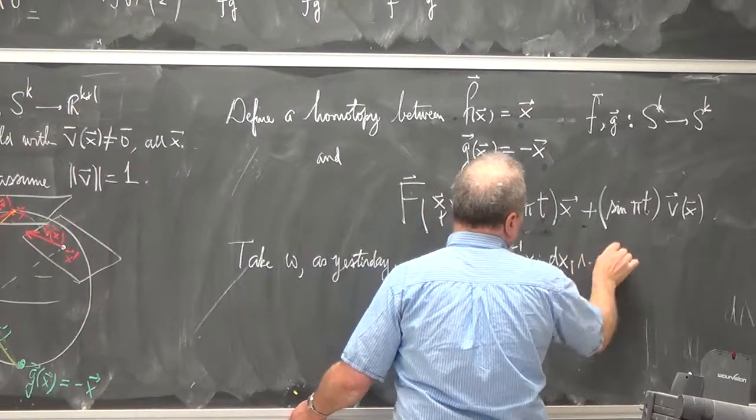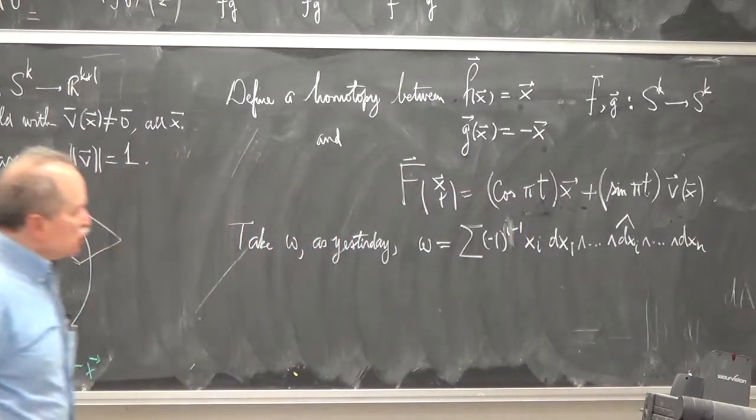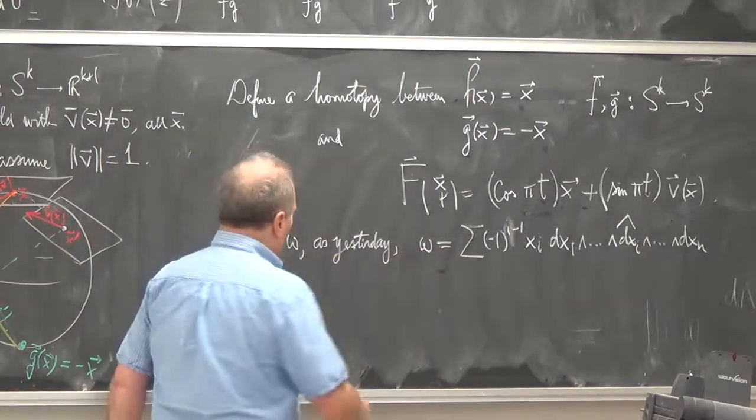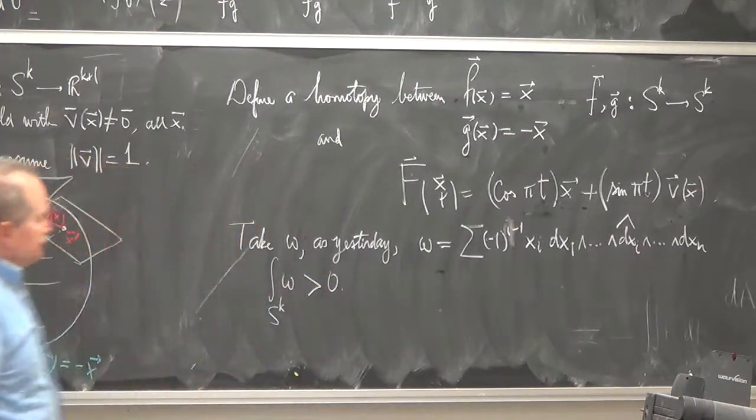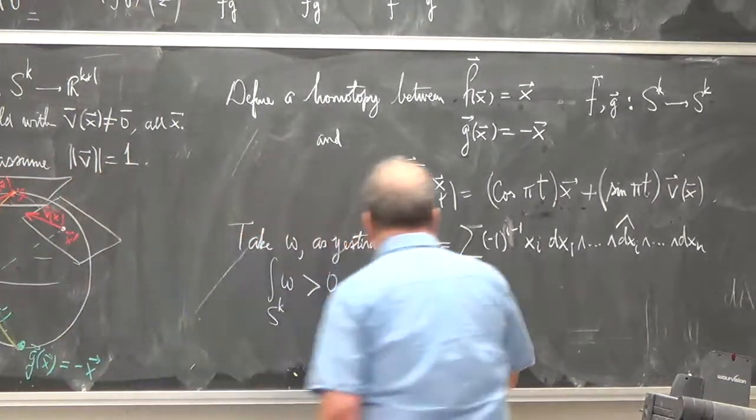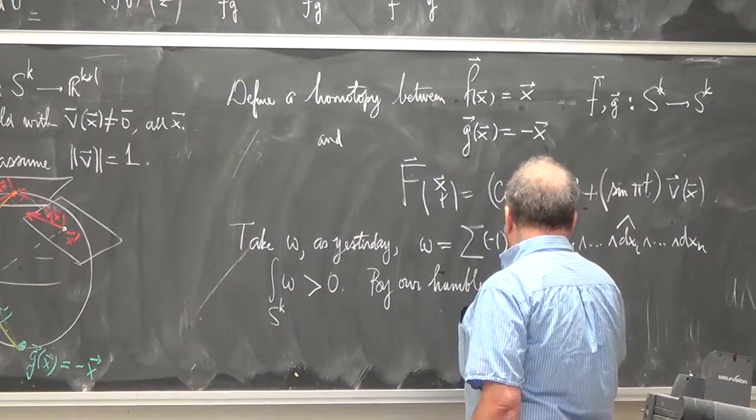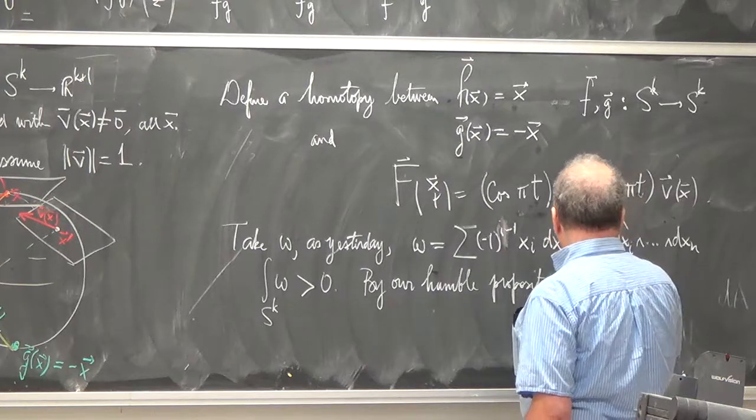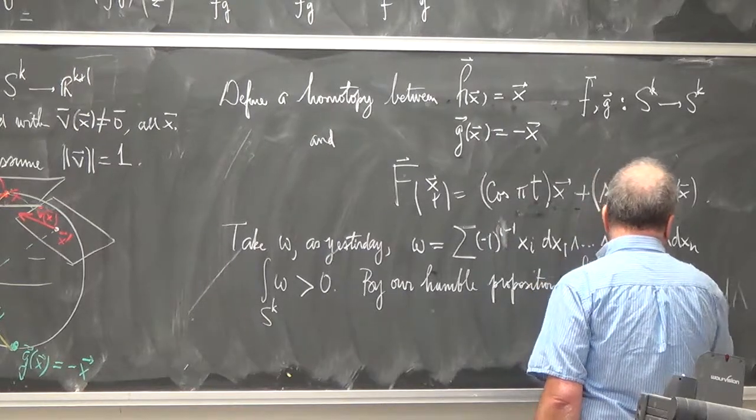It looked like this. It was built analogously to our famous area 2-form in R3. What did we say about this form? Well, we said that the integral of omega was some positive number if you integrate over the k-sphere. Okie dokie. By our humble proposition, f and g are homotopic. Therefore, pulling back omega by f and integrating equals pulling back by g and integrating.